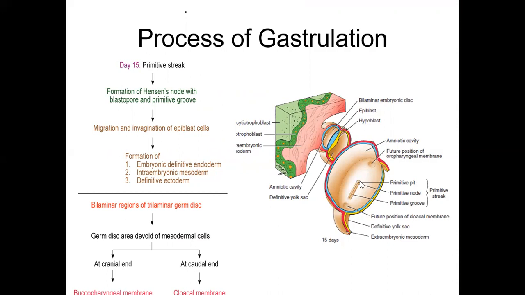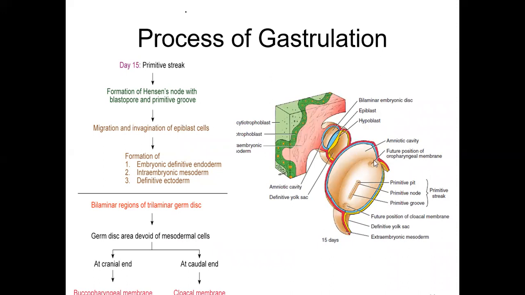Then there is a formation of Hensen's node, which is the cranial most part of the primitive streak with the blastopore, and there is a primitive groove formation. Then there is migration and invagination of the epiblast cells, a process known as ingression, which leads to the formation of definitive endoderm, intraembryonic mesoderm, and finally the ectoderm. So all the three layers will be formed in the third week.